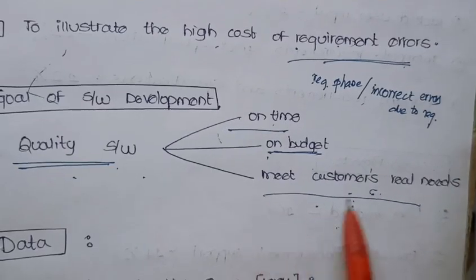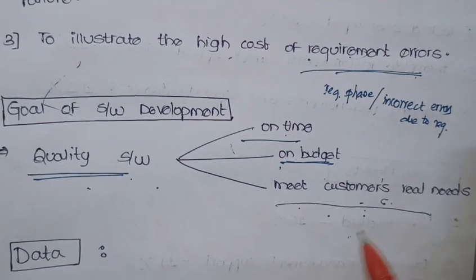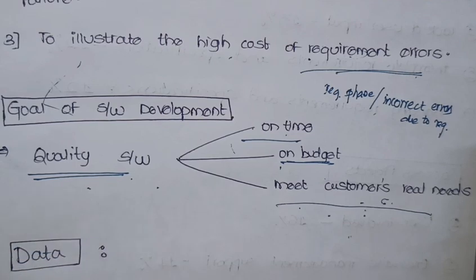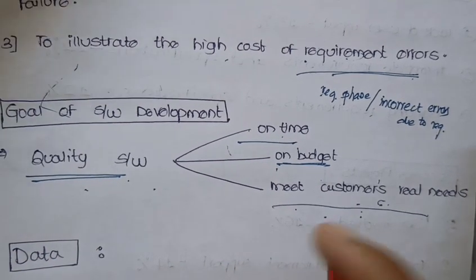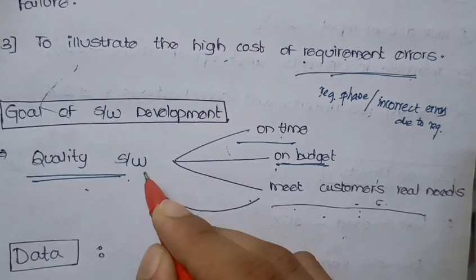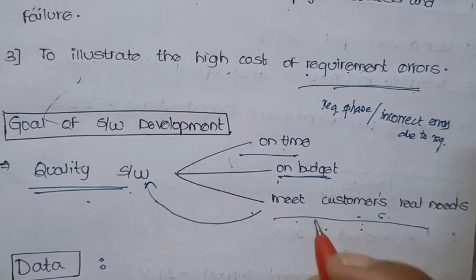So we have to meet the real customers' needs. Developing software on time and on budget are equally important, and the main factor is meeting customers' real needs. So what are customers' real needs? Developing a software means we are solving a problem of a user's needs. So we have to create software which aligns with this. If we don't meet a customer's real needs, the software is of completely no use.